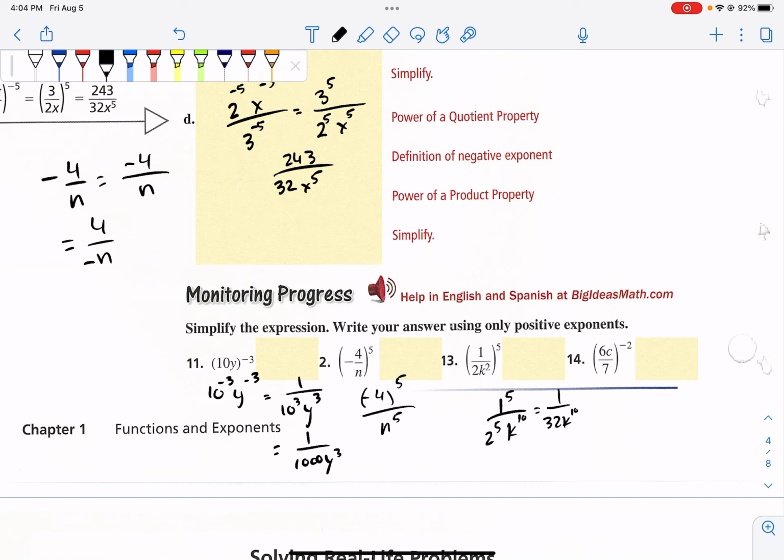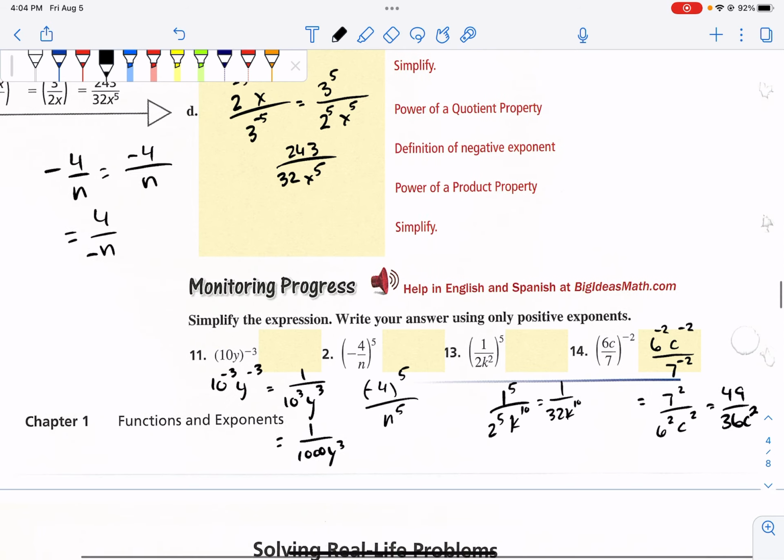And then number 14, 6c over 7 to the negative 2 power. So 6 to the negative 2, c to the negative 2, all divided by 7 to the negative 2. Well, that equals 7 to the positive 2 on the top. The top negatives move to the bottom, and that becomes an unwritable pen. Come on, pen, wake up. What's going on? There we go. 49 over 36c squared.